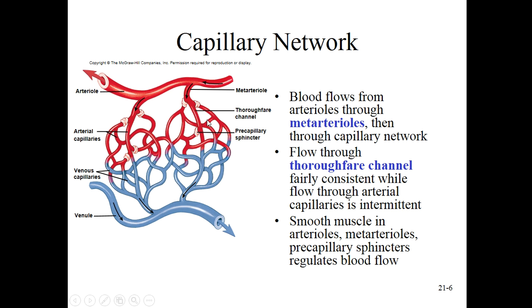What are the other capillaries then? If not the thoroughfare channel, these other ones are sometimes just called true capillaries. If they're on this side, they are arterial capillaries. And if they have turned blue, then they're venous capillaries. Structurally, these are really identical within their given class, which I'll show you in just a second.